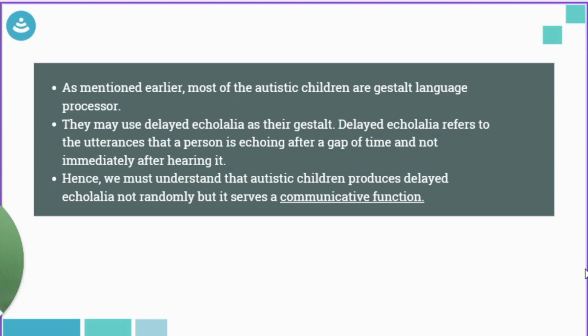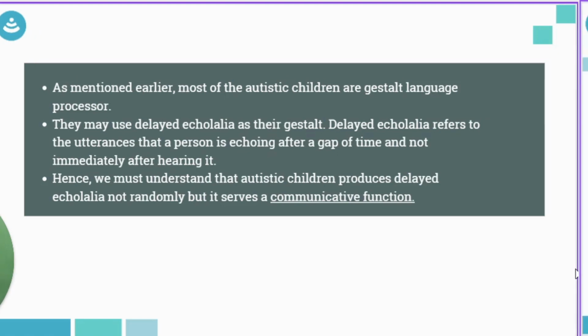So as I mentioned earlier, most autistic children are gestalt language processors. They may use their delayed echolalia as a gestalt. We have discussed delayed echolalia earlier, which is nothing but the utterances that a person echoes after a gap of time, not immediately after hearing it. So we must understand that autistic children produce delayed echolalia not randomly, but it serves a communication function. And this is something that we need to tap into while the child is attending speech language therapy.